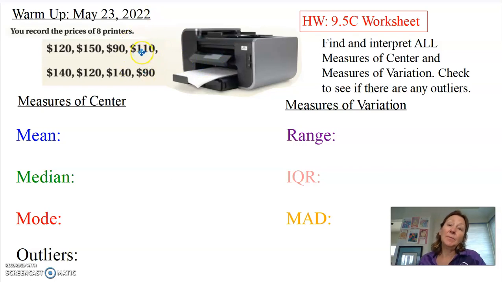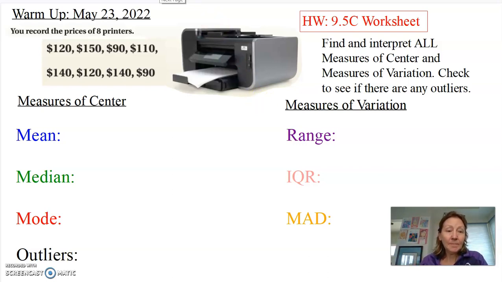Here's a list of prices for 8 different printers, and I'm asking you to find all the measures of center, including if there's outliers, as well as measures of variation. Remember, measures of center are how you find an average, and measures of variation describe the spread of the data.